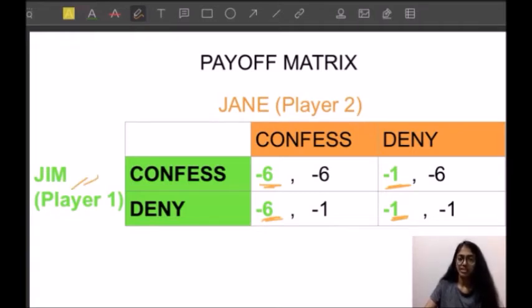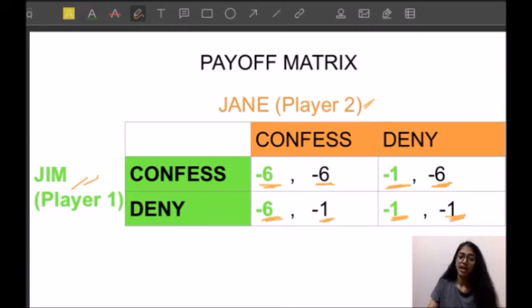Now let's similarly see the case for Jane, that is player 2. If Jane thinks that Jim will confess to the crime, then she is indifferent between confessing or denying, since in both cases she gets 6 years in jail. So we can underline both the outcomes. And if she thinks that Jim will deny, then again she is getting 1 year jail, either confessing or denying, and hence she is again indifferent, so she will choose either of the options.